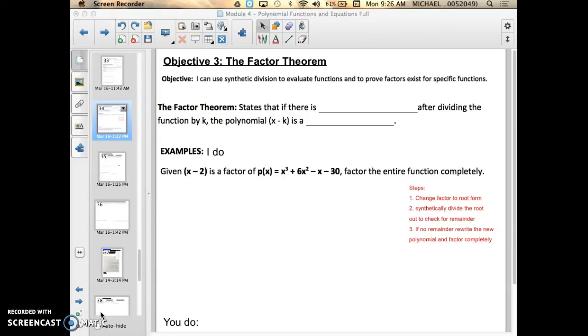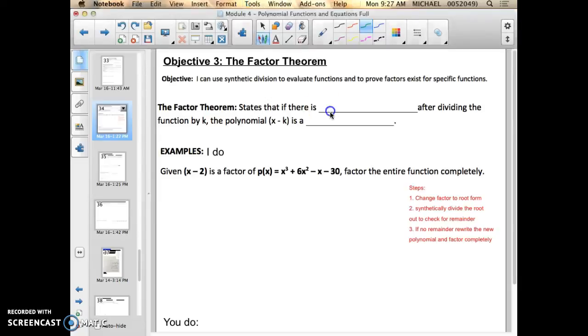Alright, so similar to the remainder theorem, the factor theorem states that if there is no remainder, or a remainder of 0, after dividing the function by k, the polynomial or factor x minus k is indeed a factor of the given polynomial. So, let's actually talk through what that looks like, because those are a little hard to follow.